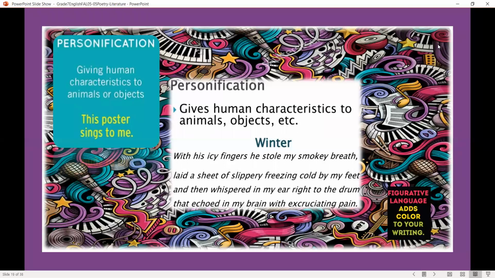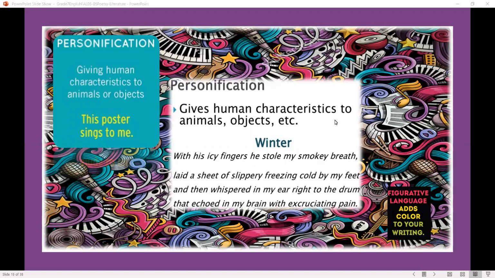So let's have a look at the poem Miss Cooney brought for you to look at. It gives human characteristics to animals and objects. Let's read this. Winter. With his icy fingers, he stole my smoky breath, laid a sheet of slippery, freezing cold by my feet, then whispered in my ear right to the gum that echoed in my brain with excruciating pain. Okay, so where do you see the personification?